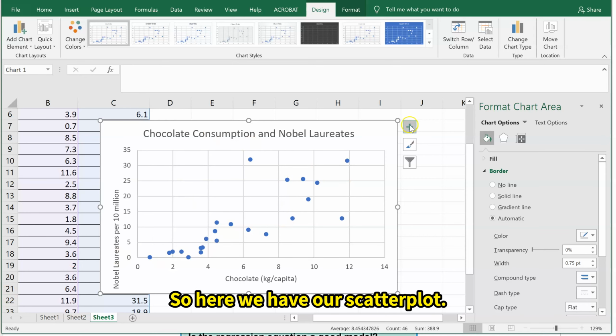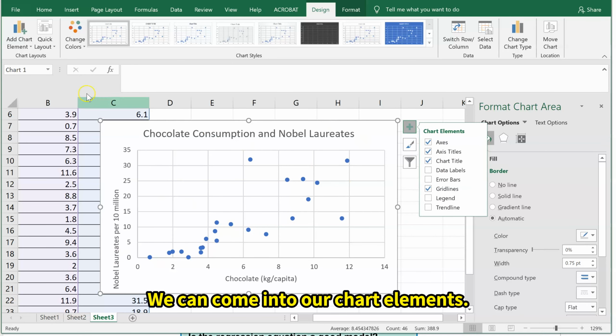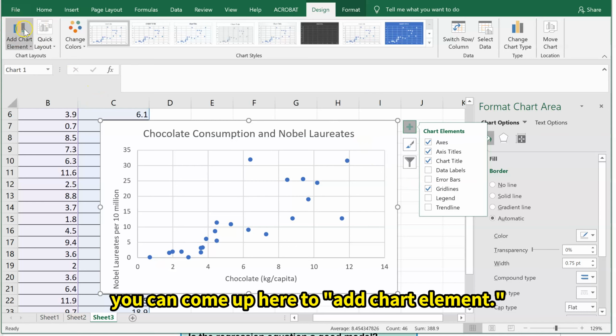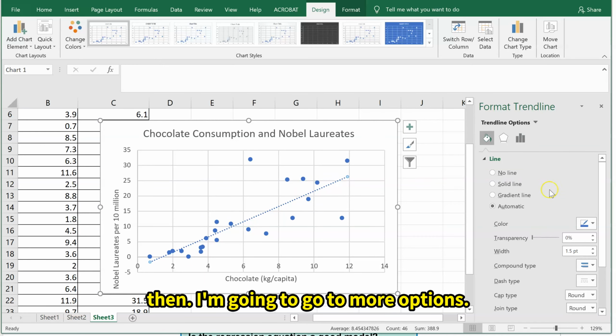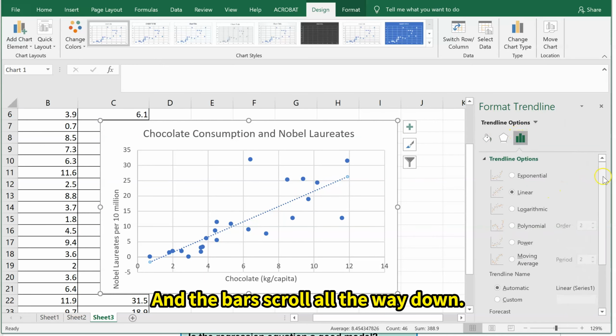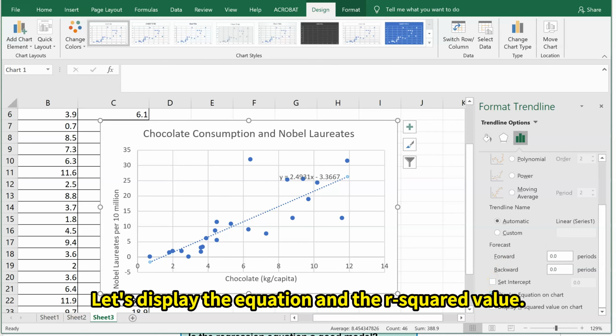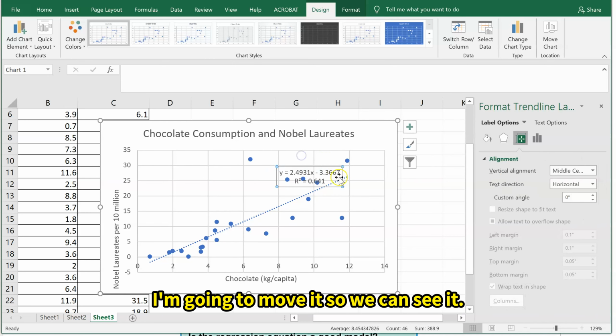So here we have our scatter plot. We can come into our chart elements. Remember, on a Mac, you can come up here to add chart element. Add a trend line. We've got a nice linear trend line. And then I'm going to go to more options and the bars. Scroll all the way down. Let's display the equation and the r squared value. I'm going to move it so we can see it.